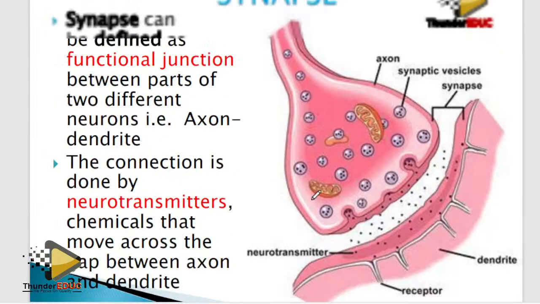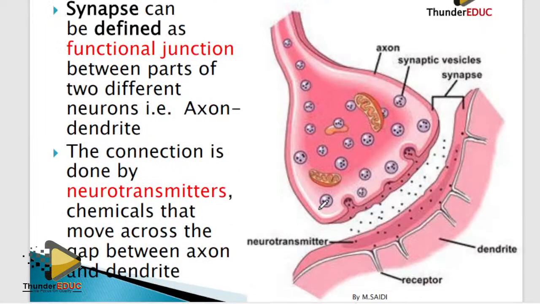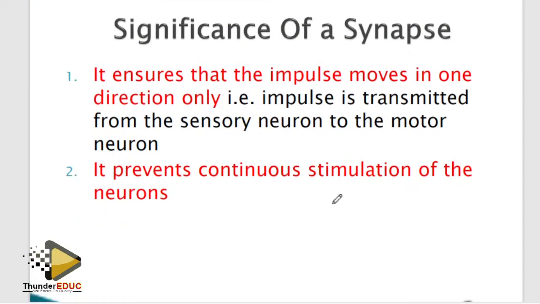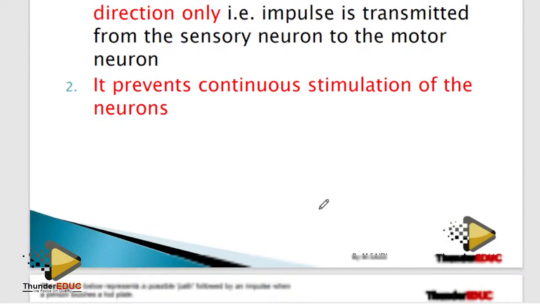Synapse, what you need to know here is that it is a junction between two or more neurons and what its function is. That's it. No one is going to ask you how it operates. No, man. You're not at the university or the college. Function of the synapse, it allows impulse to move in one direction. Simple. It ensures impulse moves in one direction and prevents continuous stimulation of neurons. Yes.